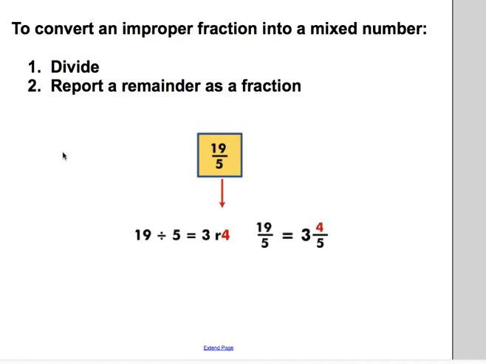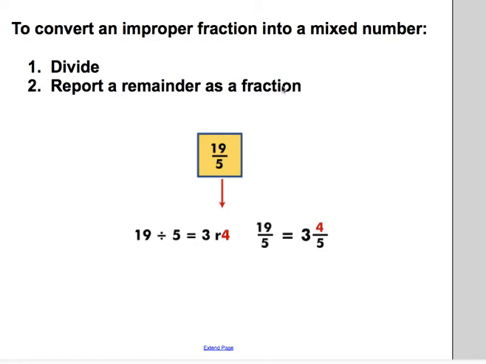Now sometimes you'll be asked to do the opposite. You'll need to convert an improper fraction into a mixed number. And here's one really good way to do this. Step 1, divide. Remember when I told you that every fraction is also a division problem? Well, all you need to do is divide. 19 divided by 5. If you do 19 divided by 5, you're going to get an answer of 3 with a remainder of 4. Step 2, if there is a remainder, report it as a fraction.